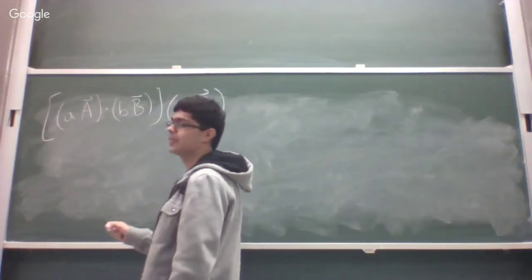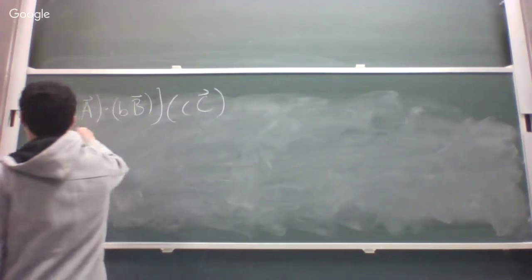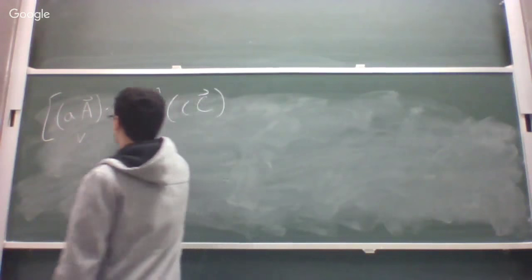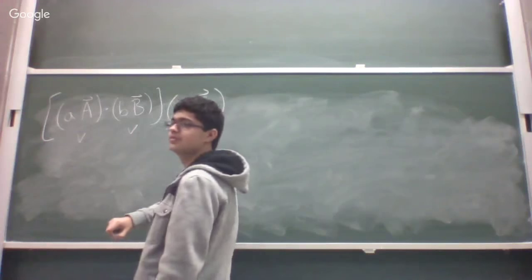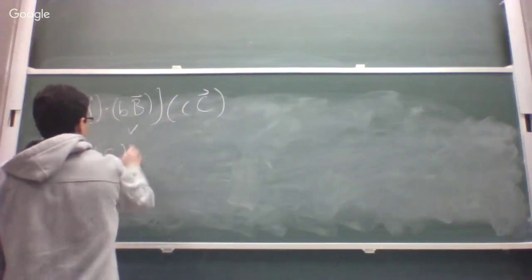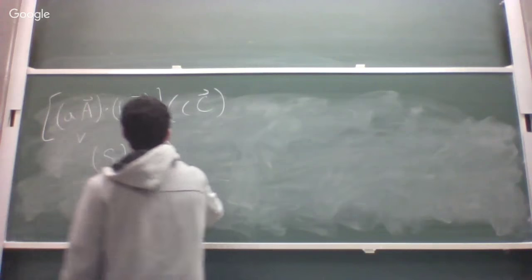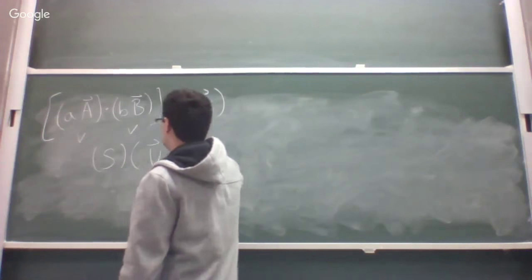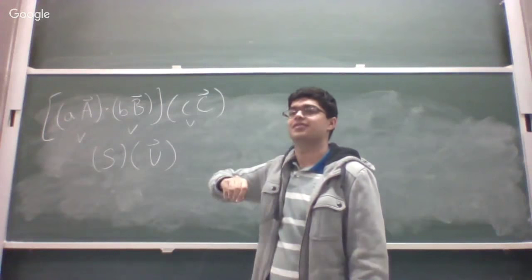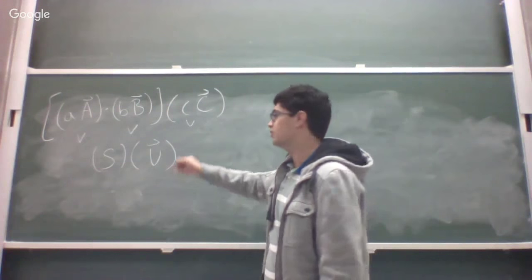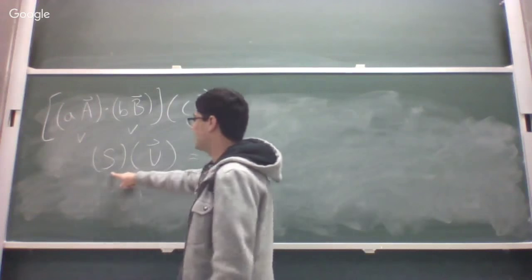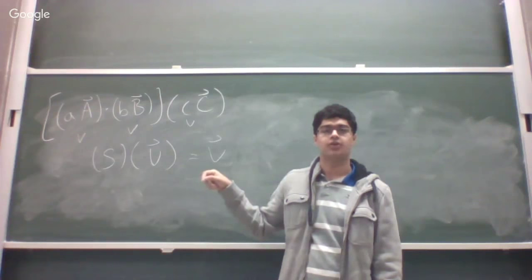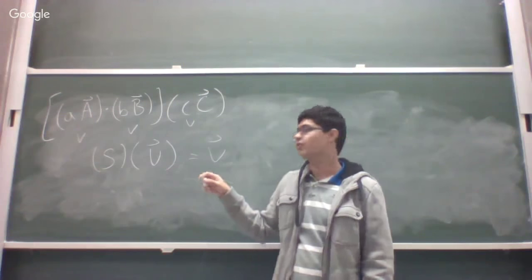A times vector A just gives you a vector. And then B times vector B gives you another vector. Vector dotted with a vector is a scalar. Scalar times, on the right, this is a vector. Scalar times a vector is what? A vector. This scalar is just like a coefficient being multiplied to it. So it is a vector.